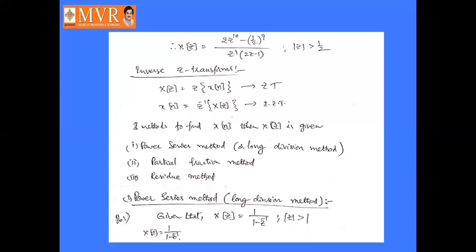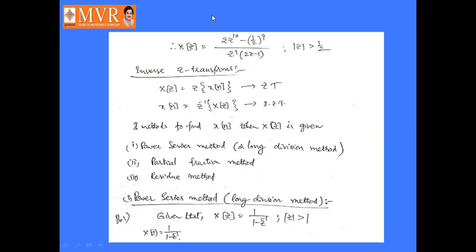As we already know, the Z-transform of x of n is X of z. That is called the Z-transform. So the inverse Z-transform of X of z is nothing but x of n. From x of n, we get X of z, that is the Z-transform. From X of z to x of n, that is the inverse Z-transform.